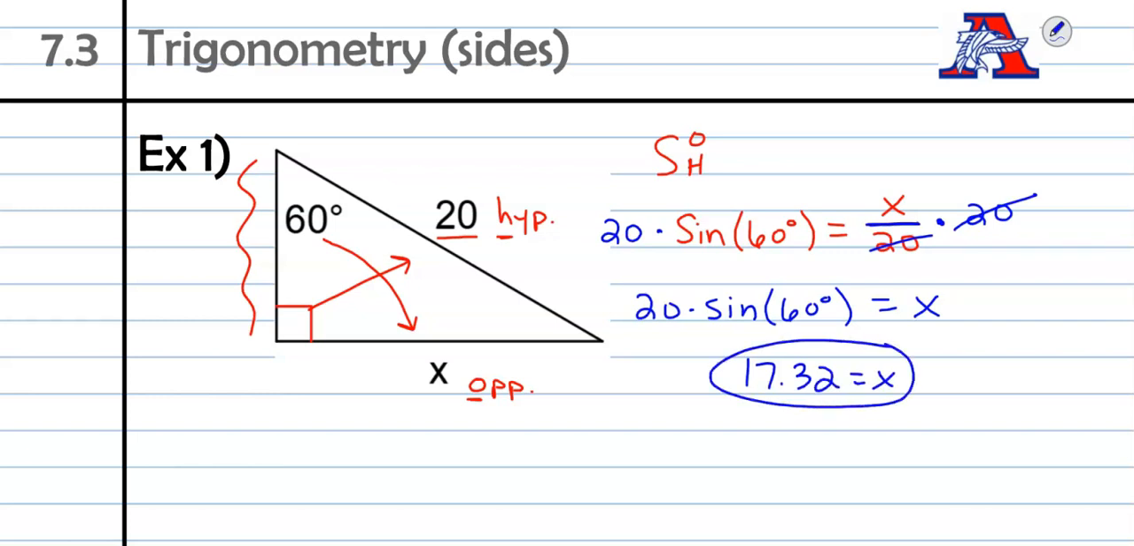It's always a good idea to double check and make sure it makes sense. Your hypotenuse should always be the longest side, so if we got something bigger than 20, definitely wouldn't be right. If we got something negative, that's not going to be right. If we got something really teeny tiny, that's not going to be right either. But 17.32 seems fairly accurate.